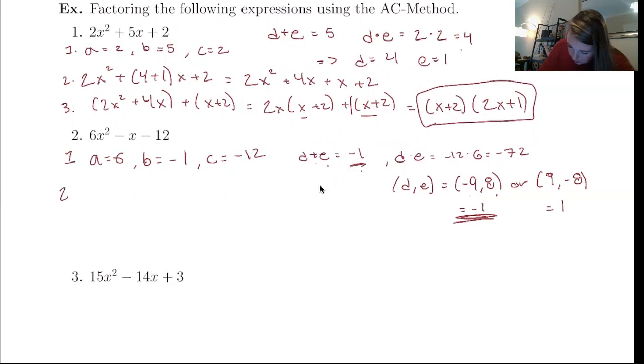Step 2, I'm going to say that 6x squared plus, because I took that negative with me, 8 minus 9x minus 12, which is the same as saying 6x squared plus 8x minus 9x minus 12. Okay?